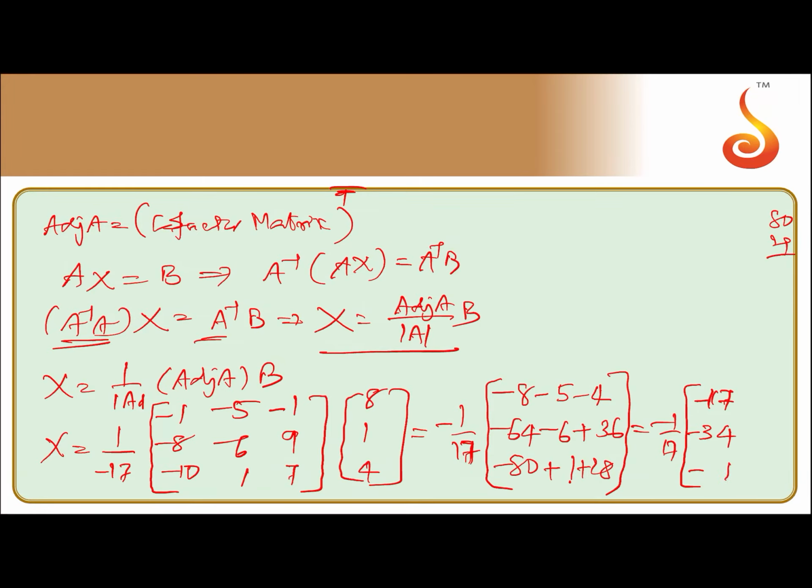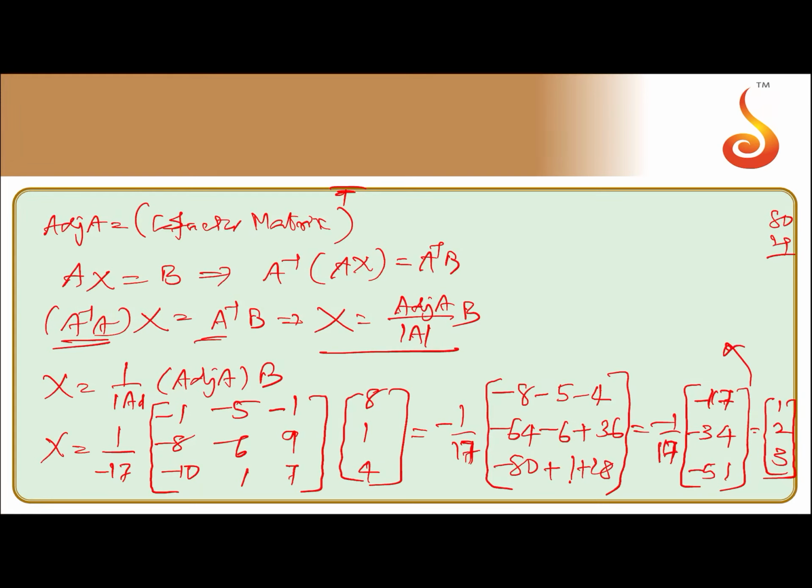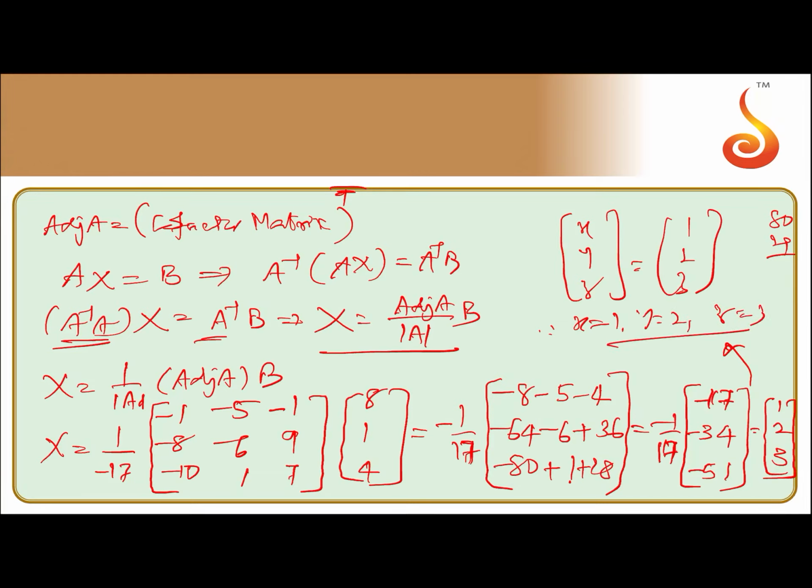Subtracting it, I think it is 51. And in the calculations, it is 17 divided by 17. First number, I hope 17 by 17, it's 1 and 2 and 3. You got the values as 1, 2, 3. So the X matrix is equal to this one. I'll write here: the X matrix is nothing but X, Y, Z, and that equals 1, 2, 3. Therefore, X equals 1, Y equals 2, and Z equals 3. This is the solution for the system. Hope you understood.